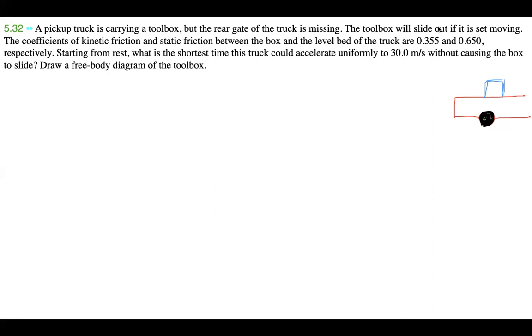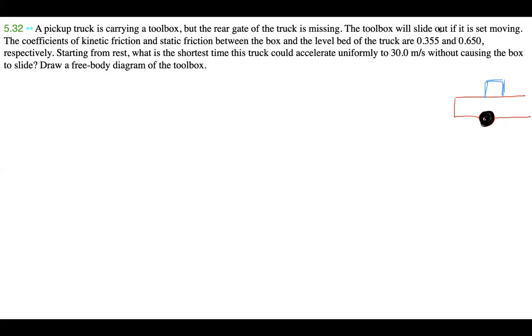Okay, so I already went ahead and drew this truck on the right because I didn't want to waste too much time drawing it. Let's talk a little bit about this. We know that this gate is missing, and we know that depending on which direction the truck moves, the opposite direction is the direction that the toolbox falls.